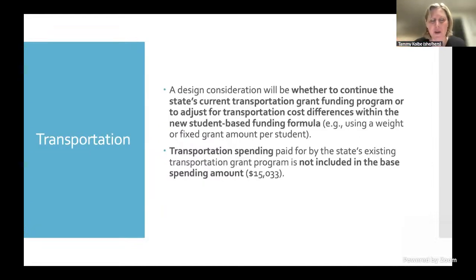So the first one is that policymakers are going to need to decide whether to continue your current transportation grant funding program, or if you're going to include some other cost adjustment within this new student-based funding formula. So right now you're essentially running outside the formula through this categorical program. You could try to do something within the formula, but I'll just be honest, that's going to be really tricky, because not all districts provide transportation, and the transportation costs vary quite a bit across the state with regard to how many miles, how many students. And so it makes it really difficult to come up with a fair transportation weight, or even a fair per pupil grant amount. Which is why, historically, we have the funding program we have, which is essentially a reimbursement program that reimburses a fixed percentage of transportation costs.